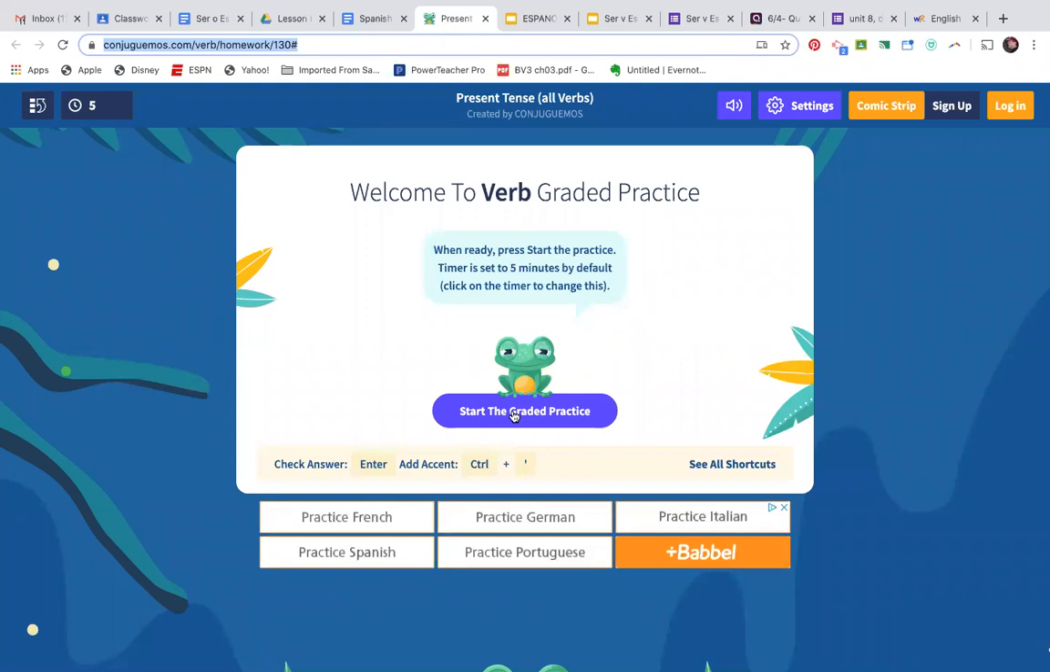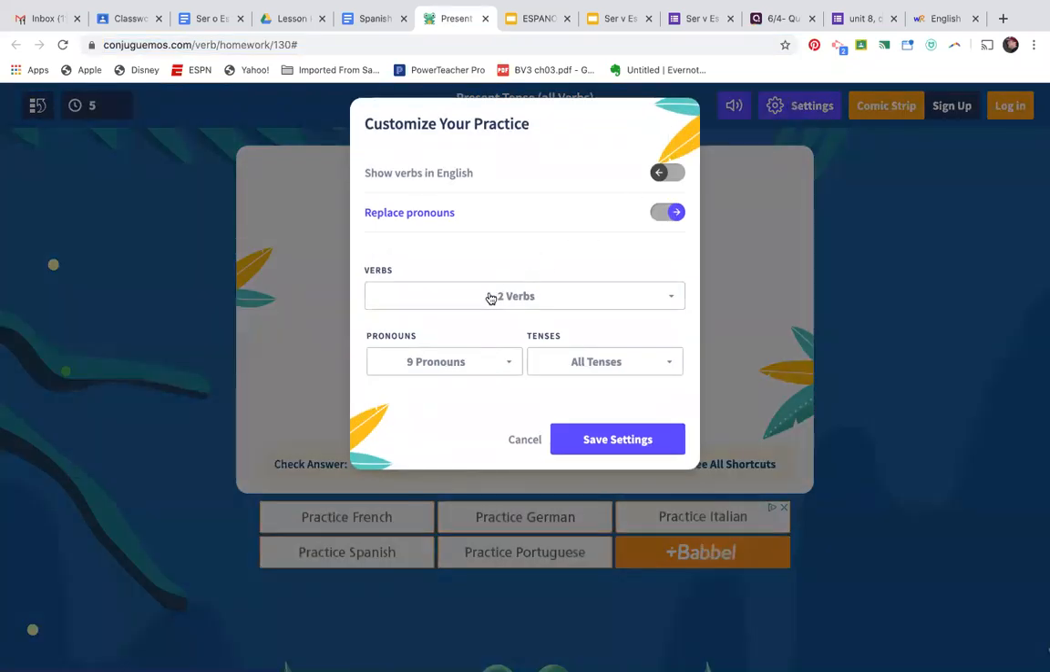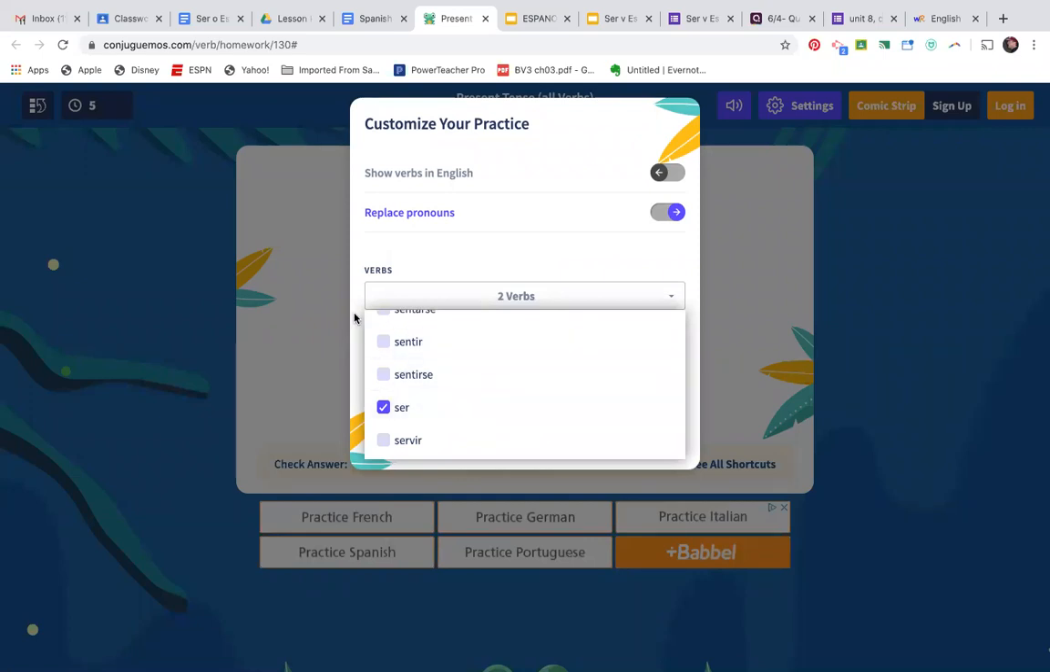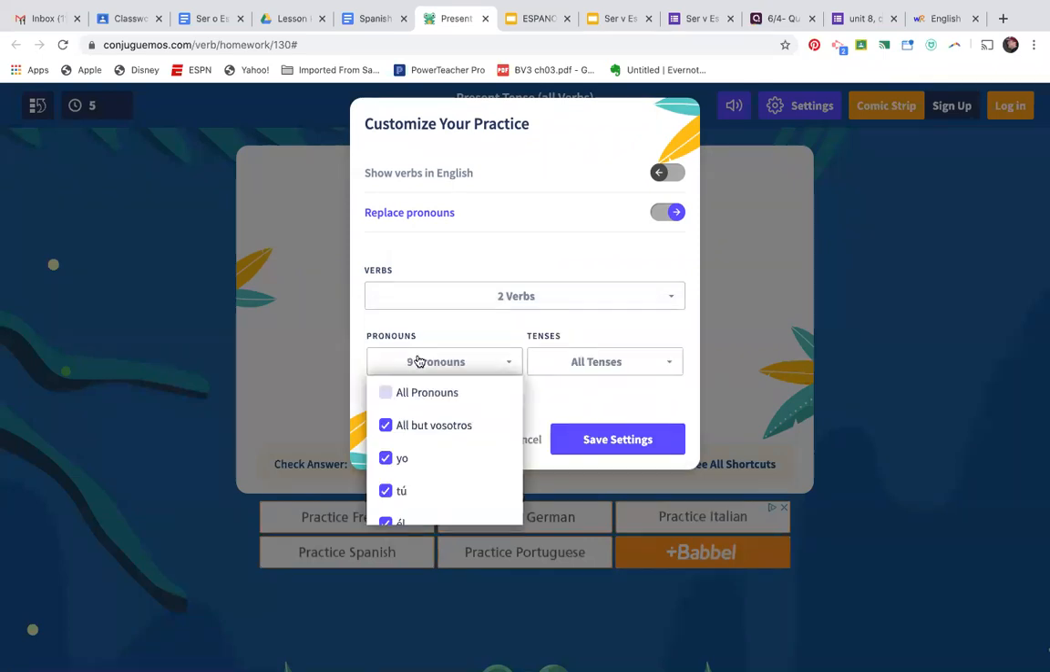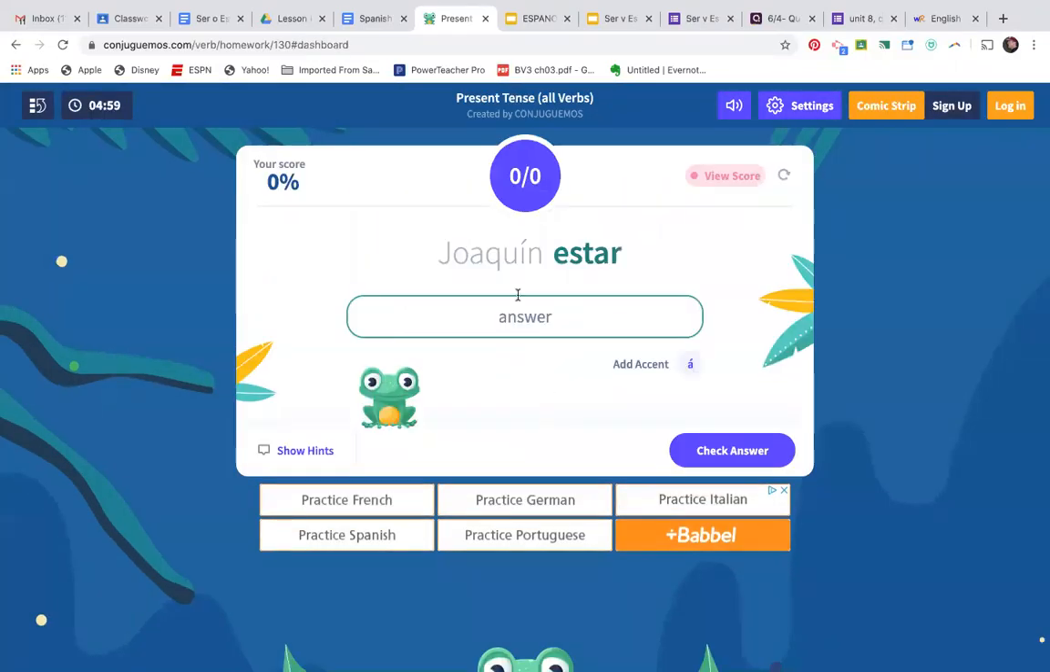Make sure you line it up correctly. What do I mean by that? Well, as it says in the description, choose ser and estar as your verbs, and then when you go to pronouns, all but vosotros. 5 minutes will suffice. We save the settings, we start the practice.